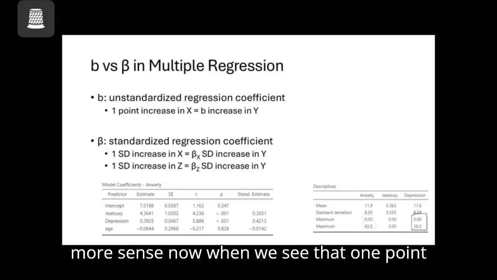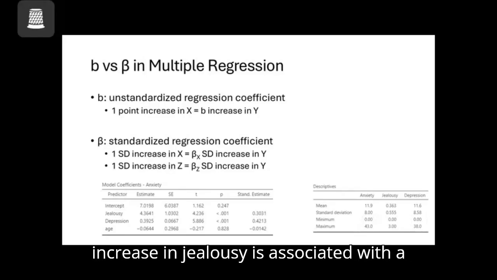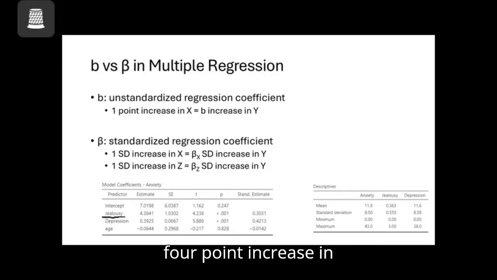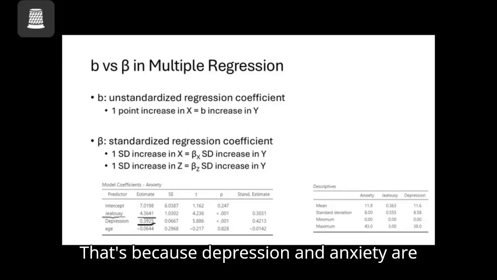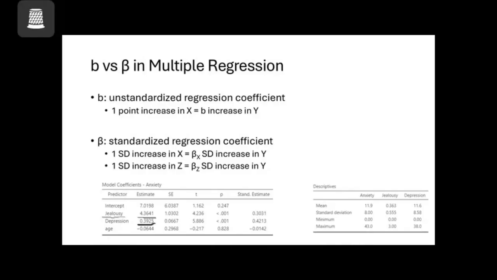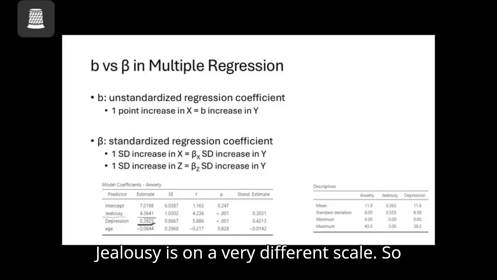So this makes a lot more sense now when we see that a 1 point increase in jealousy is associated with a 4 point increase in anxiety, versus 1 point in depression, only 0.39 in anxiety. That's because depression and anxiety are much closer to the same scale. Jealousy is on a very different scale.